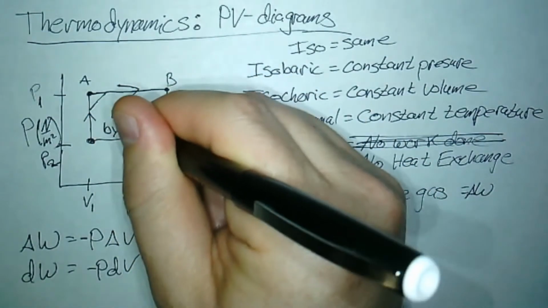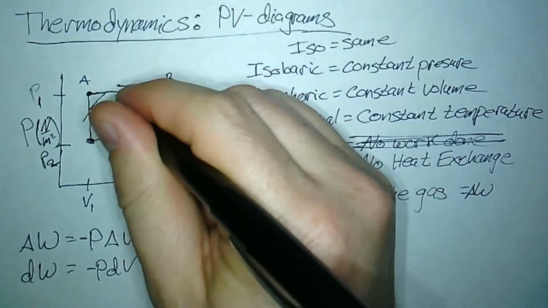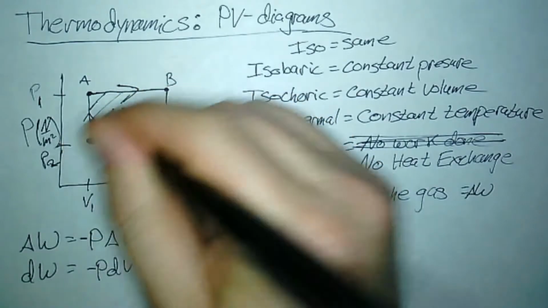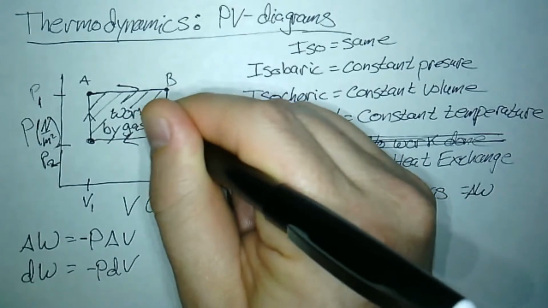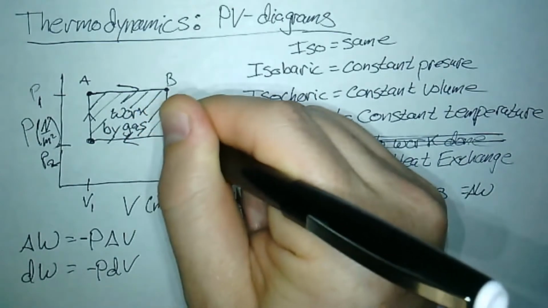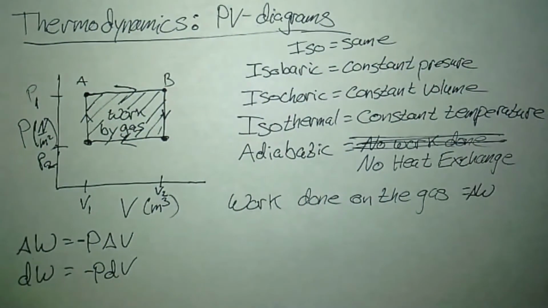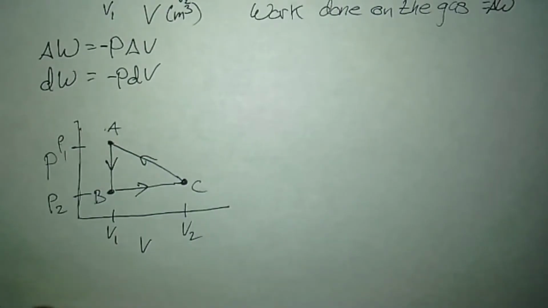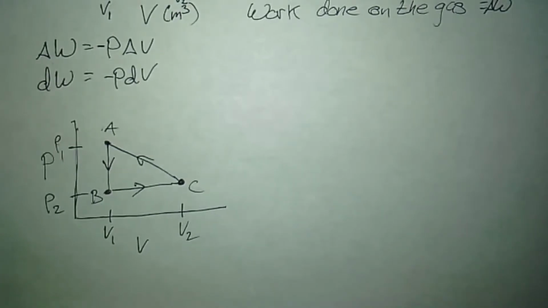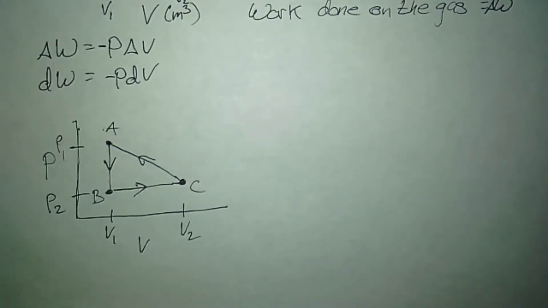So I'm going to say work done by gas. That's what we've got here as the area. So let's look at another one of these. I've drawn another process because you don't actually have to follow those 4 types. You can do anything you want with a gas as long as you can make it do it. But those 4 types are the special cases.